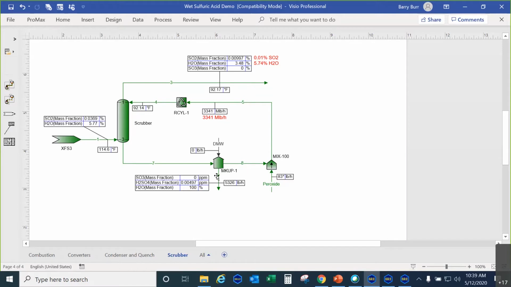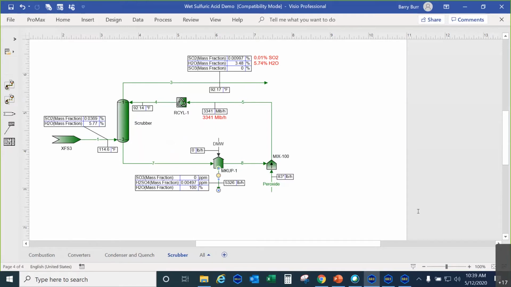And we have a water drain. It's got a very small amount of sulfuric acid in it still, but not very much. So that is how this process removes its SO2, as opposed to the other one that uses a caustic scrubber. But this one requires the addition of some hydrogen peroxide to do that.